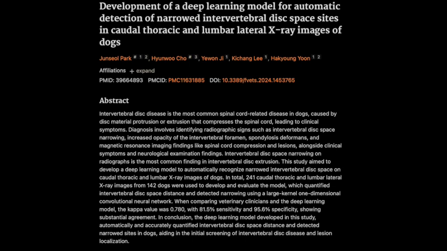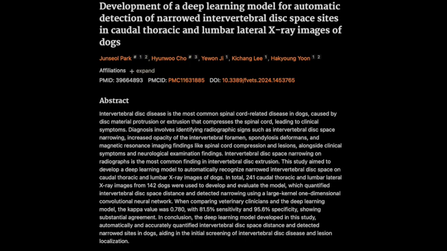Remember, intervertebral disc space narrowing can occur as a normal age-related change, even without any clinical signs of IVDD. The T10, T11, and L5, L6 discs in particular are known to often appear narrower than adjacent discs in dogs, even in healthy individuals. So it's not just about seeing a narrow disc space. It's about understanding the context.